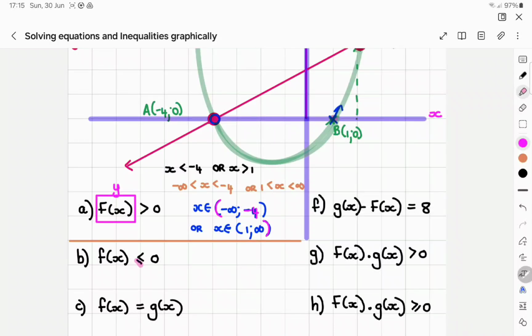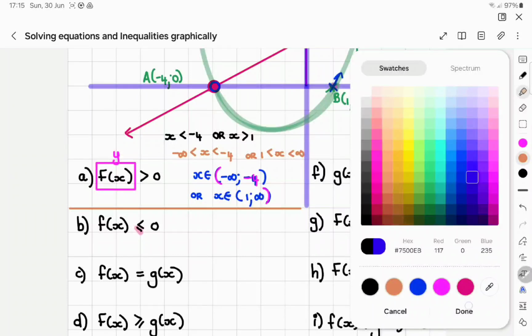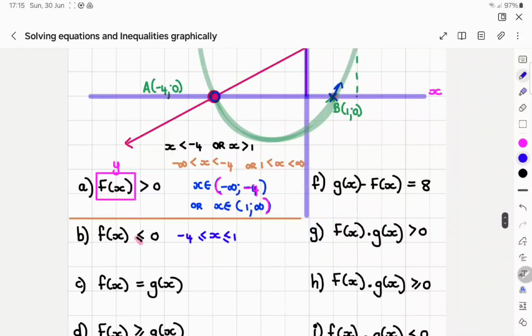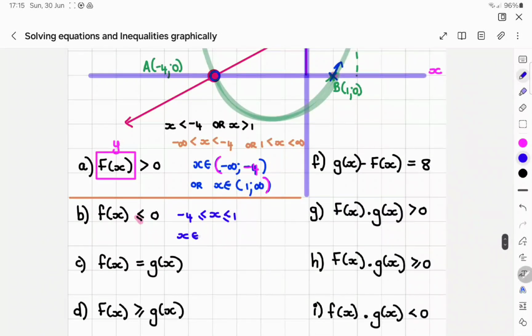So because there's a little stripey over there, we're going to include it as well. Let me just get a nice different color. So you can write that x is wedged between and inclusive, all the way from negative 4 to 1. So from negative 4 all the way onto 1. Another way you could have written it is that x is an element of, from negative 4 until 1, in inclusive brackets because of that little stripey underneath. Okay, not too bad, not so sad.